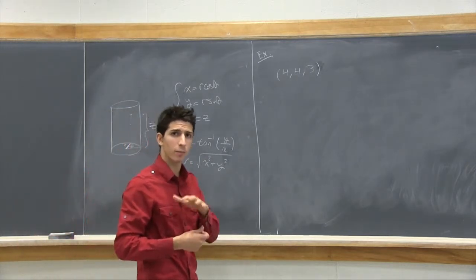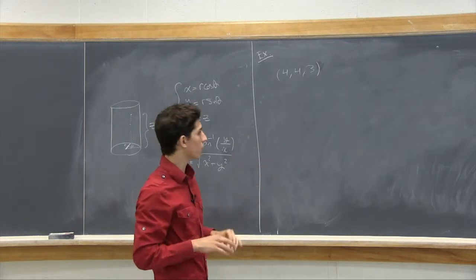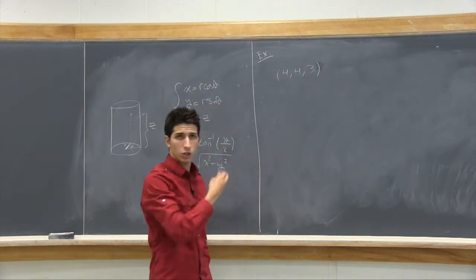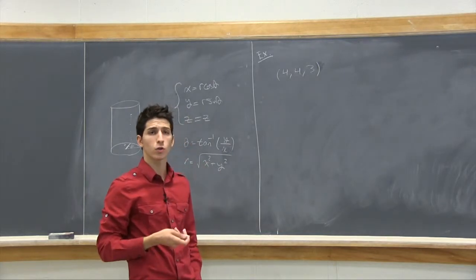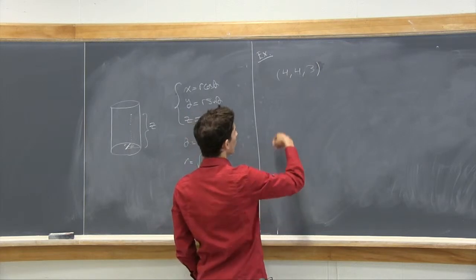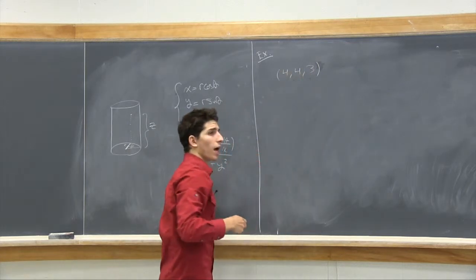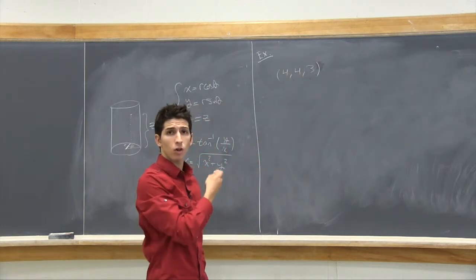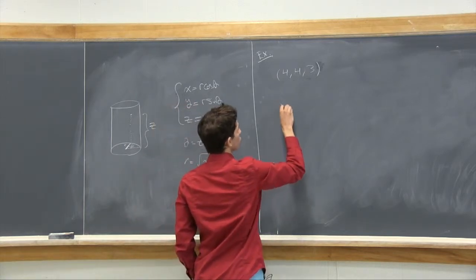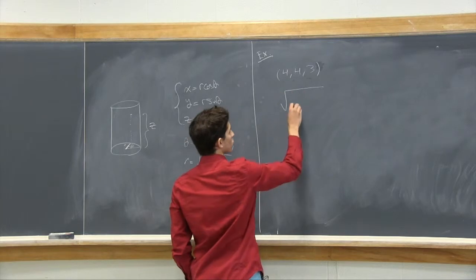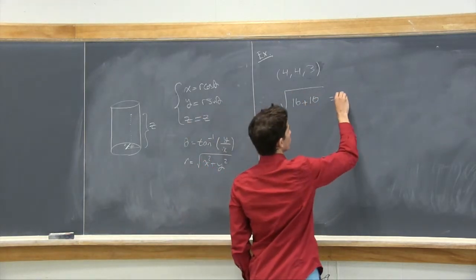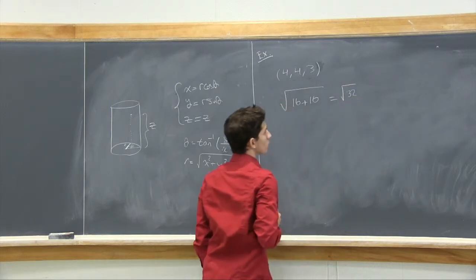So let's go ahead and do an example just to make sure that there are no kinks when we have a point in the Cartesian coordinate system converted to polar or cylindrical coordinates. So I have x, y, z, and what I'm interested in knowing is r, theta, z. Well, the r is going to be the square root of x squared plus y squared, so 16 plus 16, right? Well, that's just square root of 32.